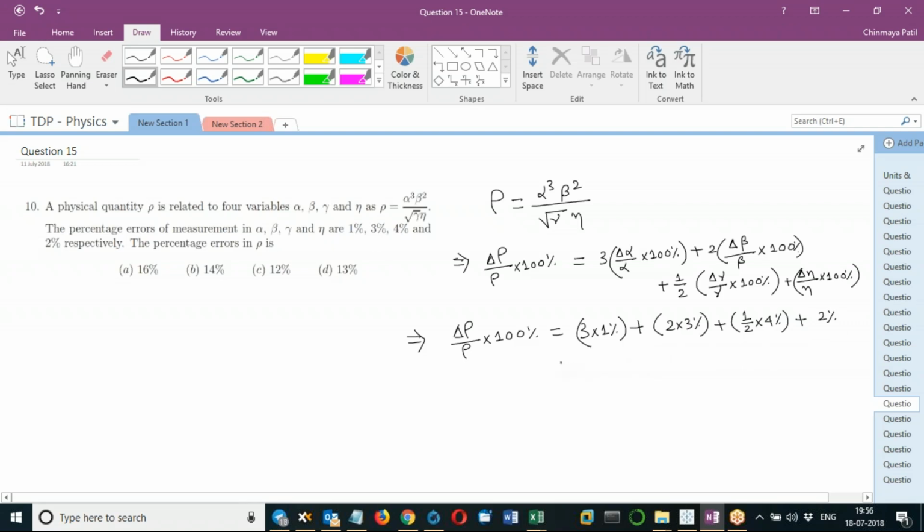Now if we simplify this, it becomes 3% plus 6% plus 2% plus 2%. Now if we add all these, what do we get? It is actually 13%. So we get the correct option as D.